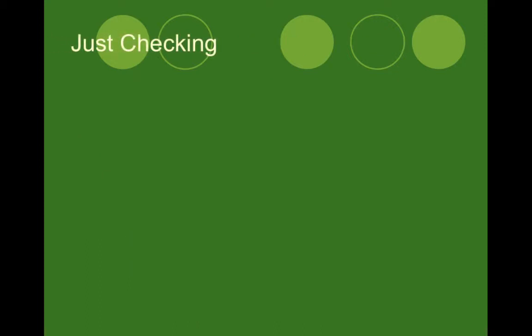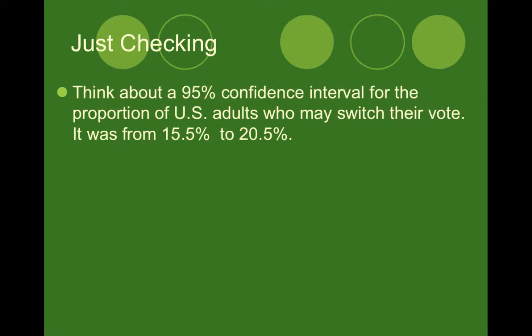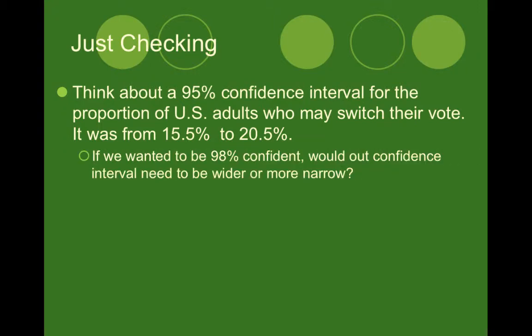So just checking. Let's think about what a margin of error actually is and how that affects our interval. So if we think about a 95% confidence interval for the proportion of U.S. adults who may switch their vote. We did this in class and we said that it was from 15.5% to 20.5%. If we wanted to be 98% confident, would our confidence interval need to be wider or would it have to be more narrow?